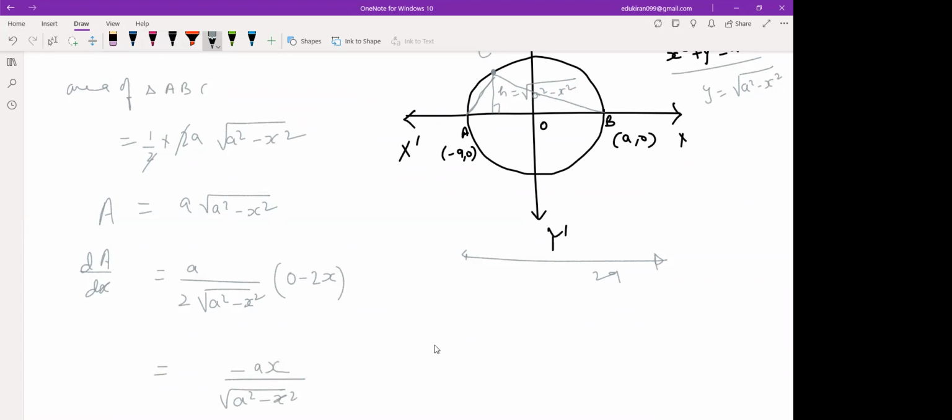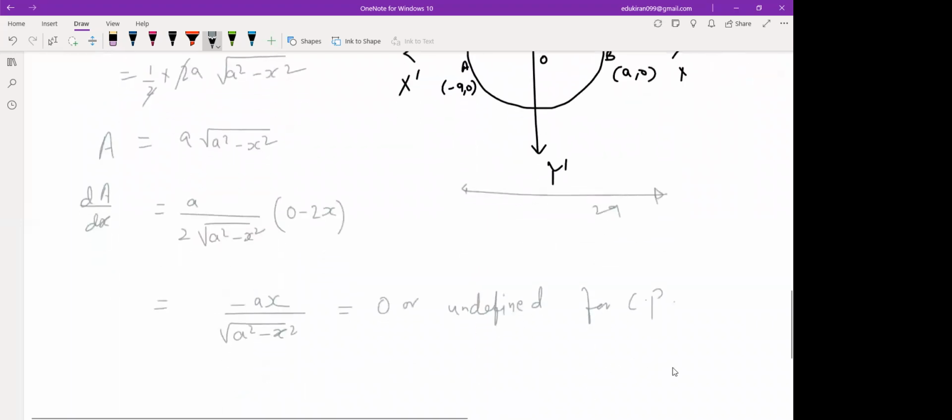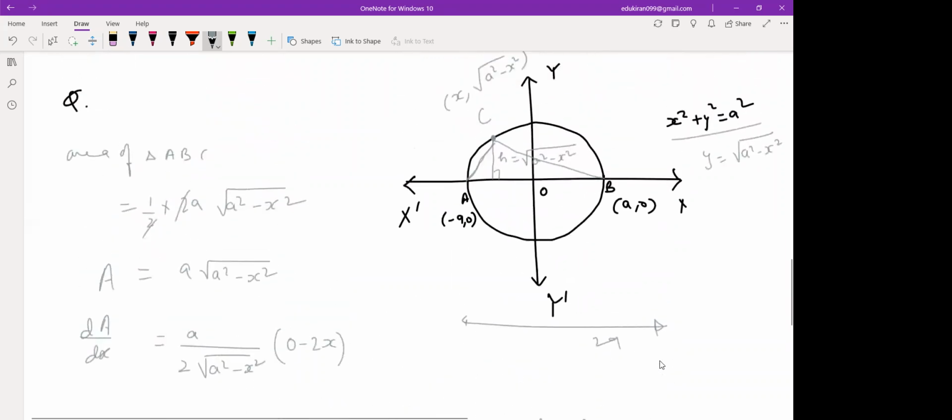Now derivative of area with respect to x is minus ax by root over a square minus x square. Now when this needs to be maximum or minimum, this should be 0 or undefined for the critical point, right? It can be 0 at x is equal to 0 and undefined at x is equal to plus minus a. So this is for 0, this is for undefined. Now you can easily see if you take the C point at plus minus a, either here or here, the triangle is not possible because C will overlap with A or B. So the third point, which is 0, is here. So this will be the triangle.